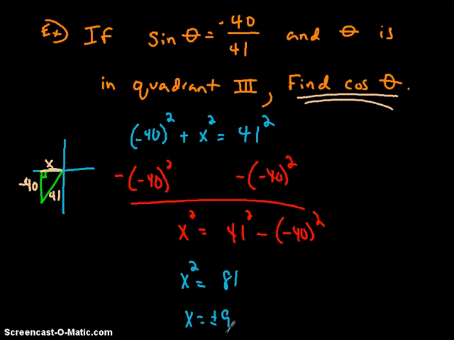We have to decide which one it is. So in this quadrant, all students take calculus. In this quadrant, I know sine, only tan is positive, so sine is negative there. And cosine is also negative there. And also, because it's going to the left, I know this is a negative length. So I don't need the positive version, I only need the -9. So cosine of theta has to equal adjacent, -9, over the hypotenuse, which is 41. So the answer to this one is -9 divided by 41. And that's it.